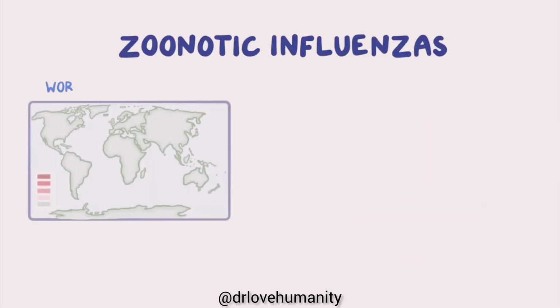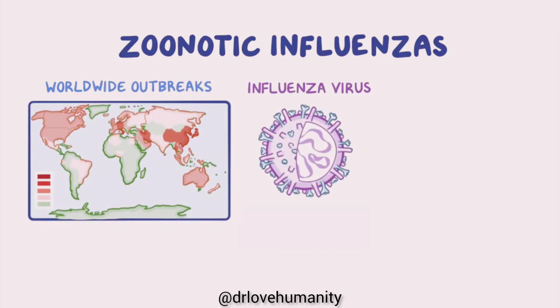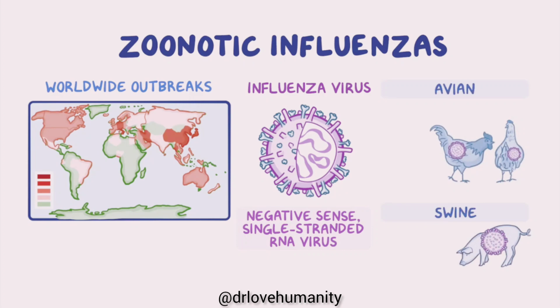Alright, as a quick recap. Zoonotic influenzas spread around the world in outbreaks and are caused by influenza viruses, which are negative-sense single-stranded RNA viruses. The most common types of zoonotic influenza are avian and swine, which are caused by type A influenza viruses. Common subtypes include H1N1 and H3N2 that cause swine flu, and H5N1 that causes avian flu.